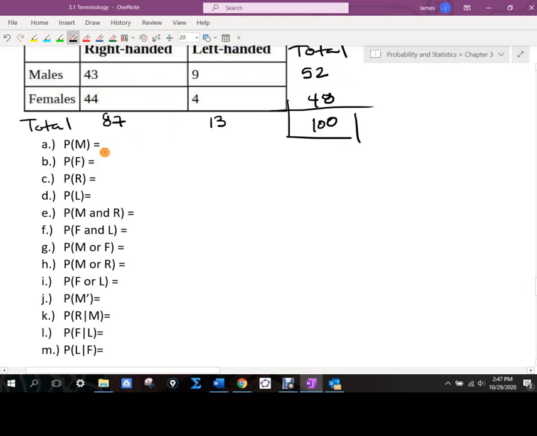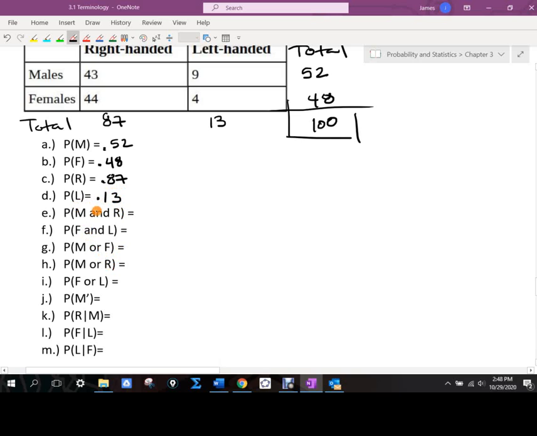52%, right? And I'm just going to write it as 0.52. So everything's going to be out of 100, so 0.52. What's the probability of being a female? 0.48. What's the probability of being right-handed? 0.87. What's the probability of being left-handed? 0.13. Are those okay? Are we pretty good at those?